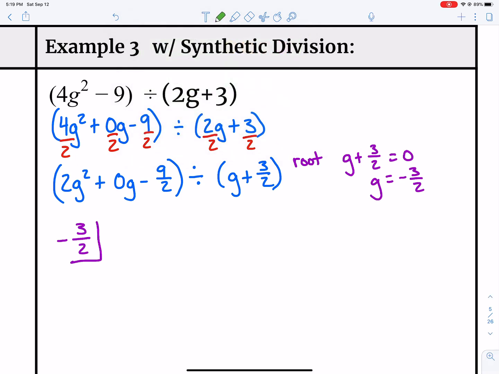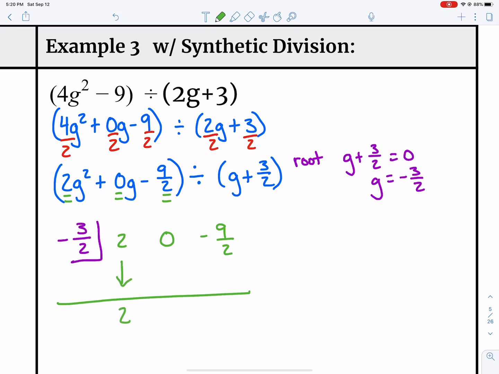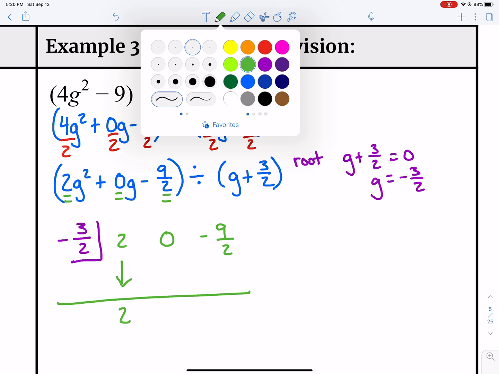And then we want to bring down all of the coefficients of the polynomial now that we've got it set up after dividing by 2. So we have 2, 0, and negative 9 halves. So 2, 0, and negative 9 over 2 are our coefficients of our polynomial. And now we're going to get started. So let's bring down the first number, which is the 2, to get started.